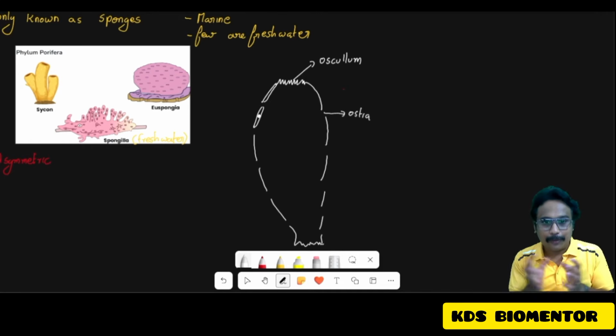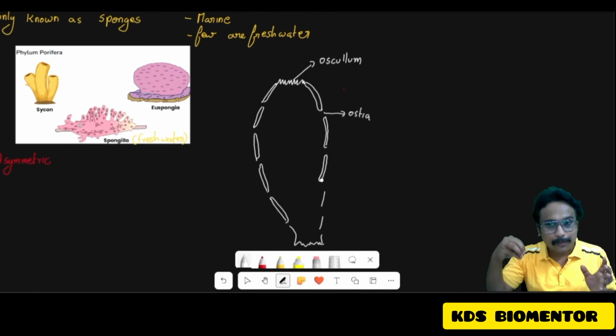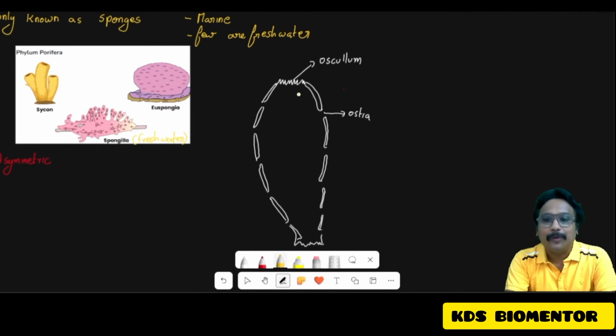Hope you understood this much regarding the sponges. And on the top there is again a large opening through which the water will be exiting out of the sponges, that is called the osculum. Hope you understood the ostia and osculum, which are responsible for the water canal system found in sponges. In this water canal system, the water enters into the spongocoel of sponges through the ostia and exits out through the osculum.